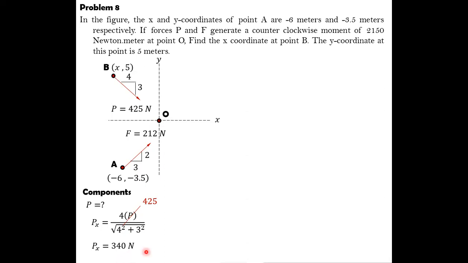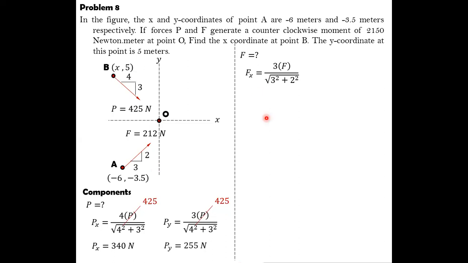On the other hand, in computing its y component, definitely ratio and proportion again. So this time, the vertical component of the slope, which is 3, multiplied by P, and then divided by the hypotenuse side of the slope, which is again square root of 4 squared plus 3 squared. So substitute P, which is 425, definitely we will be having the value of our y component, which is equivalent to 255 Newton. Now let us proceed to the x and then y component of force F.